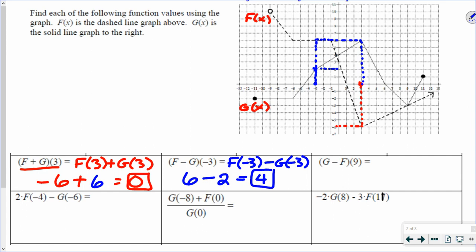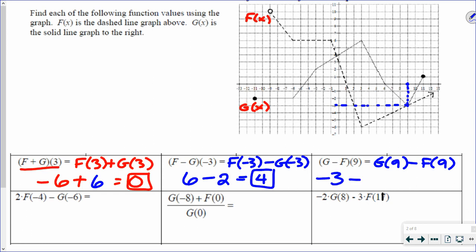All right, now I'm just switching things around, g minus f of 9, so remember that equals g of 9 minus f of 9. Okay, let's find g of 9. So here's 9 on my x-axis. I'm going to the solid graph, over to y. My y coordinate is -3.